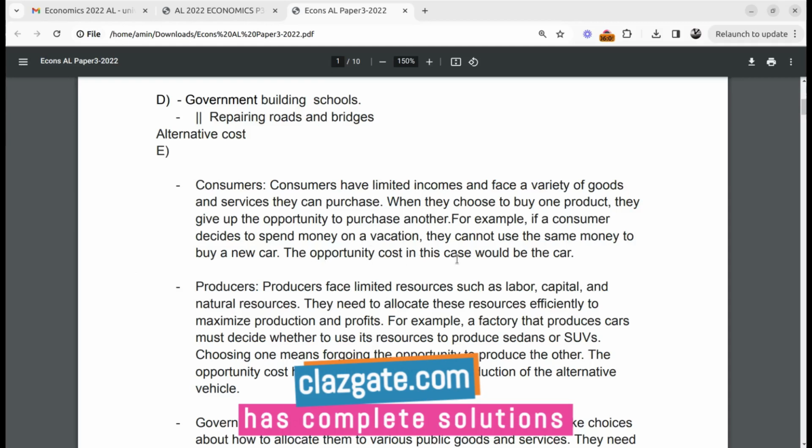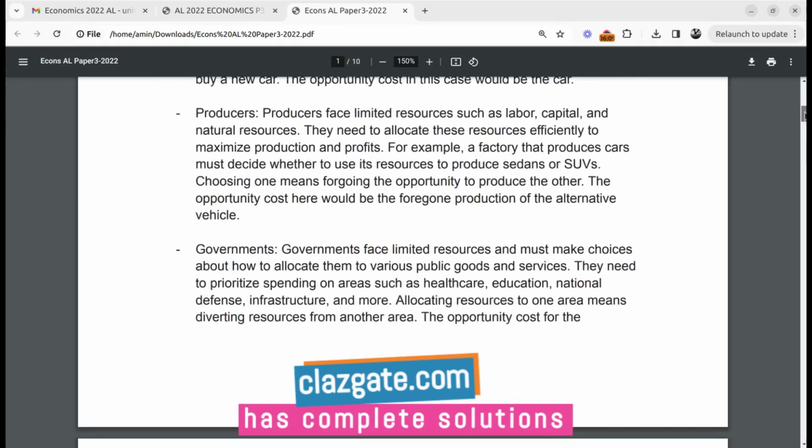The opportunity cost in this case would be the car. Now, in terms of producers, producers face limited resources such as labor, capital, and natural resources. They need to allocate these resources efficiently to maximize production and profits. For example, a factory that produces cars must decide whether to use its resources to produce sedans or SUVs. Choosing one means forgoing the opportunity to produce the other. The opportunity cost here will be the foregone production of the alternative vehicle.